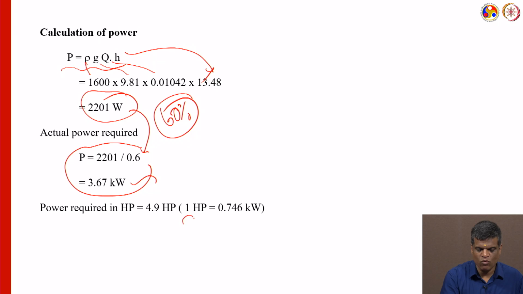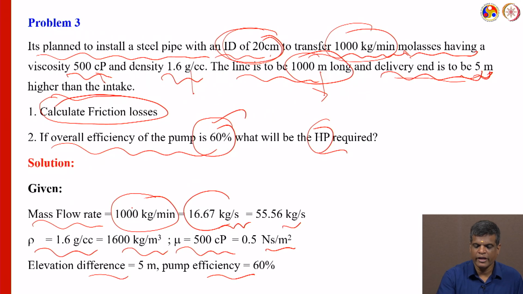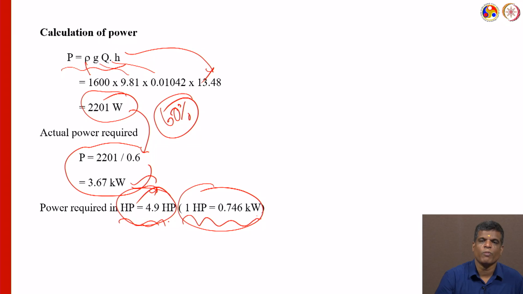Normally we write 1 horsepower equal to 746 watts. So you convert to HP, and finally the power required is 4.9 HP, because they asked in terms of horsepower. That is what we calculated: 4.9 horsepower.